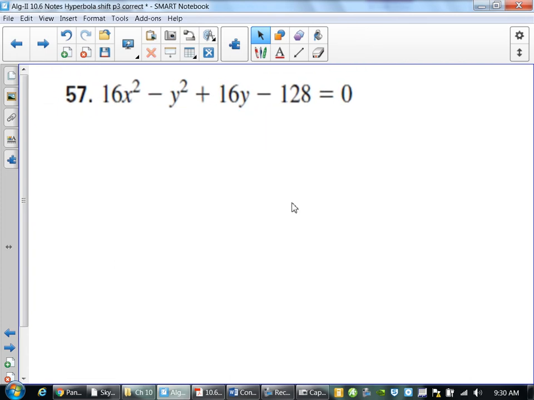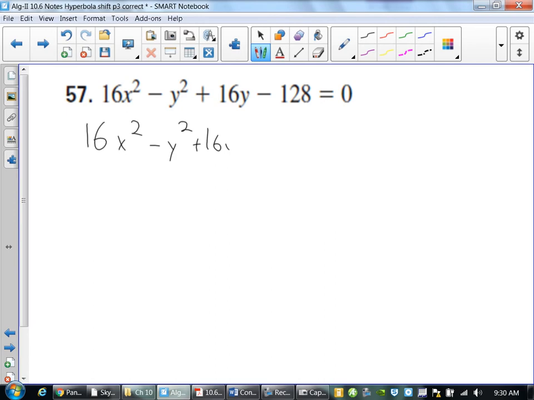57 is setting you up to have a hyperbola, obviously, because it's part of the hyperbola problems. What I want you to do is move the 128, keep the y squared as the second part, because it's already subtraction. So you're going to get 16x squared minus y squared plus 16y is going to equal 128. At this point, I'm going to start setting up for my completing the square.